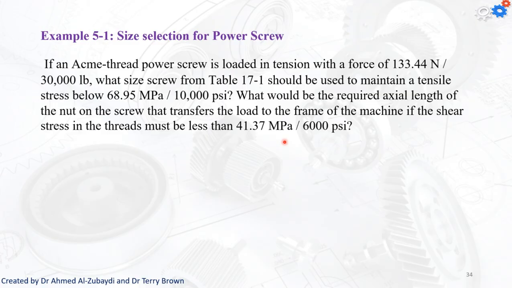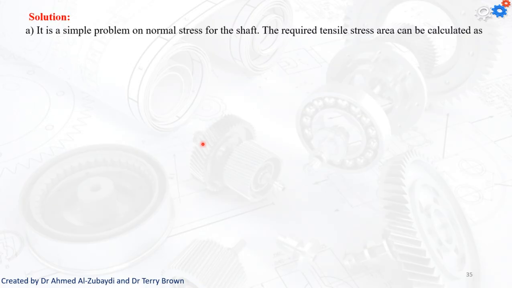So let's go do the calculation. First, you need to write down the parameters: 133.44, 68.95, or 41.37, or you write down the pounds, pounds per square inch, and so on. So let's start with the solution steps. First, it is a simple problem on normal stress for the shaft. And the required tensile stress area can be calculated, as you remember, from the load divided by the stress. So the load divided by the stress will give me the tensile stress area.